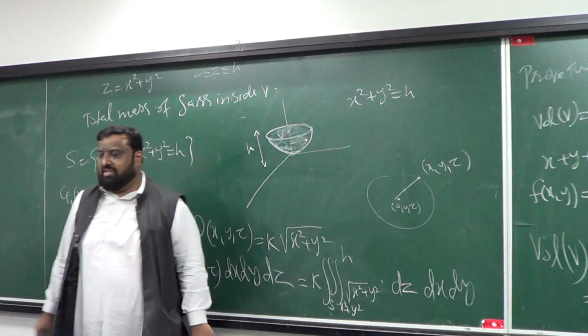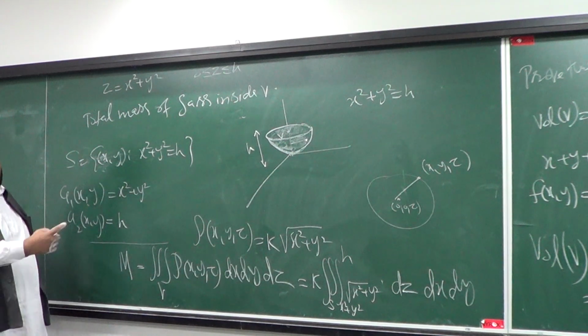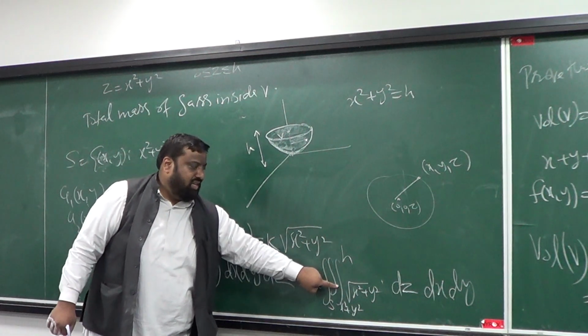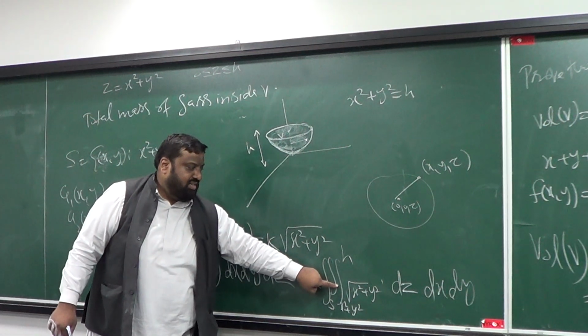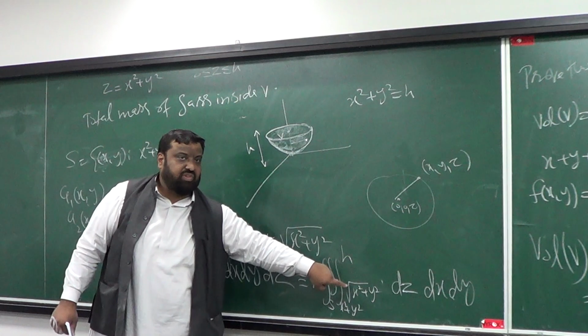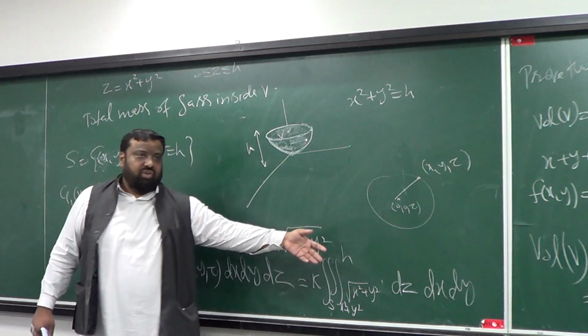It's simple, it doesn't remain anything complicated. Nothing remains. There is no z here, so you can pull this out. Then when we integrate, we're going to get h minus square root of x square plus y square. And then the hint is to use the polar coordinates.